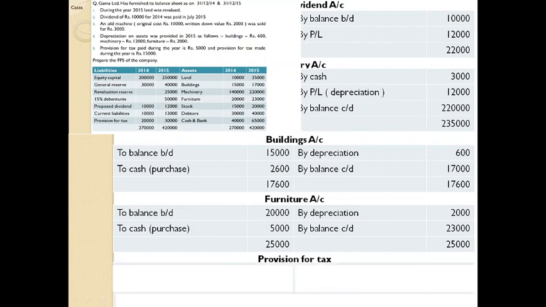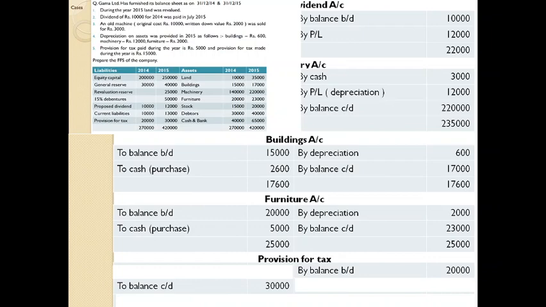First of all, let us record the opening balance as well as the closing balance, because it doesn't need any information. Let us write down opening balance 20,000, closing balance 30,000, and next the adjustment is very important. Just go through it. Provision for tax paid during the year 5,000, and provision for tax made during the year is 15,000.